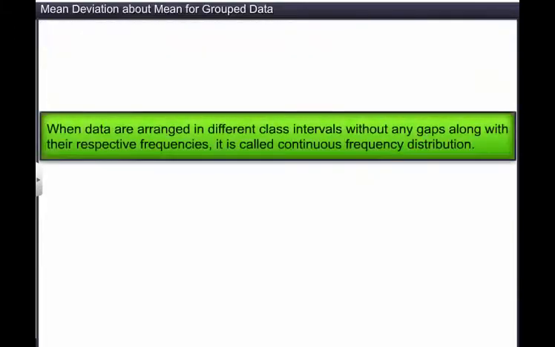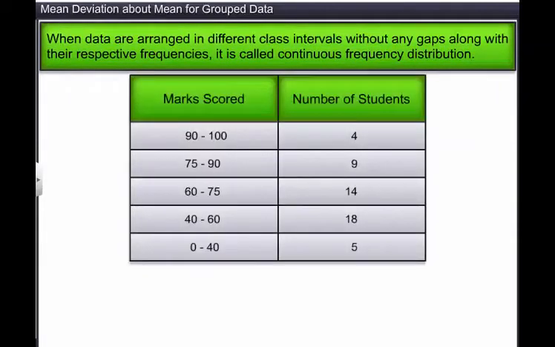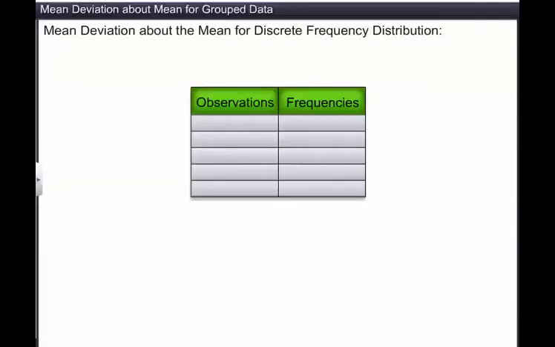In case of a large number of observations, we classify the data into different class intervals without any gaps along with their respective frequencies. Such distributions are called continuous frequency distributions. An example of continuous frequency distribution is shown here. The table displays the marks scored by 50 students. Let's begin with finding the mean deviation about the mean for discrete frequency distribution.